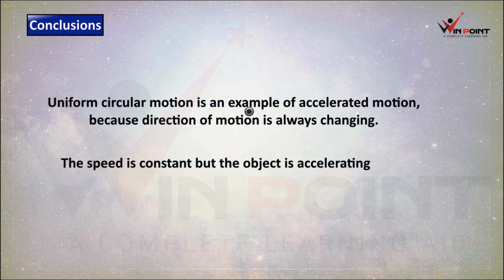Uniform circular motion is an example of accelerated motion because the direction of motion is always changing. The speed is constant but the object is accelerating because of change in velocity. What is the reason for change in velocity? Change in direction of motion.